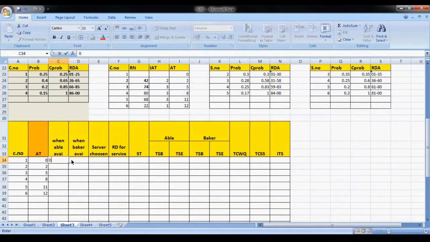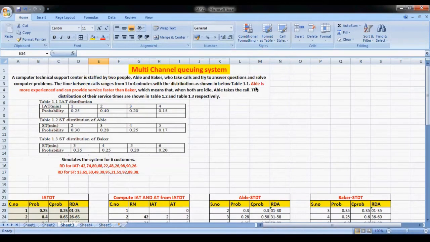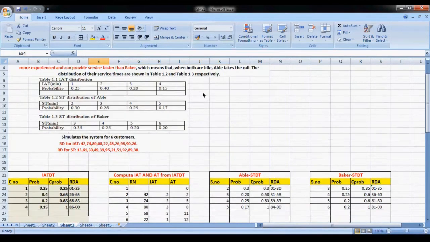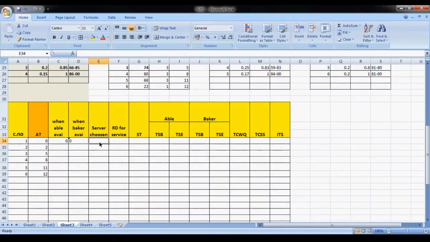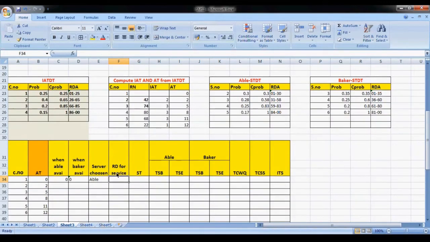Initially, both are available at 0. When both are available, as per the question, Able is more experienced and can provide service faster than Baker, which means that when both are idle, we always have to choose the server as Able. So the random digit for the first service given in the question is 13. So I will write 13. The server chosen is Able.